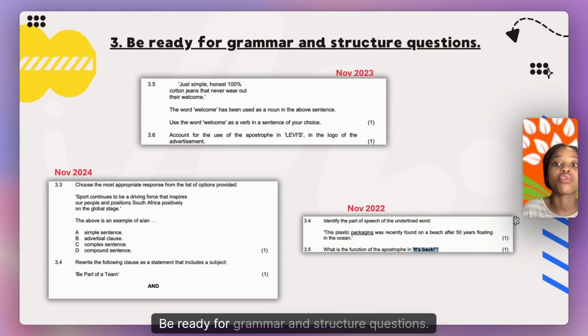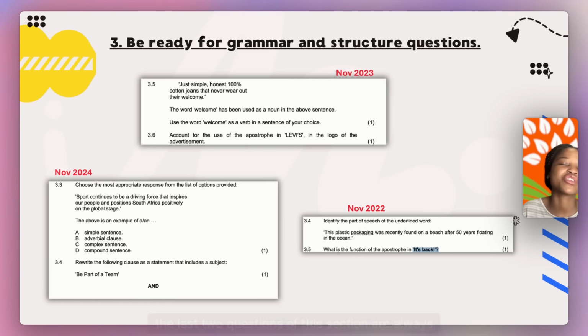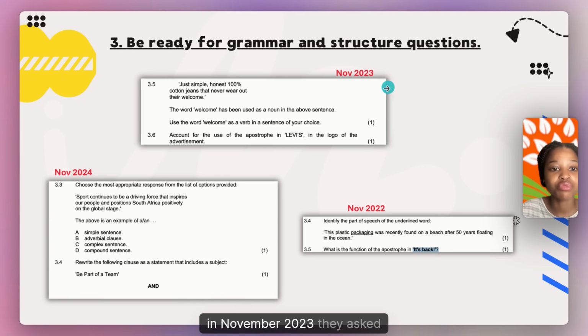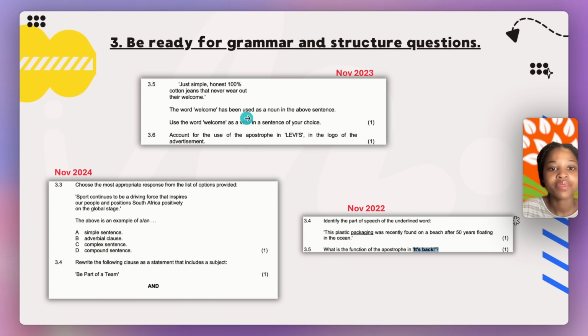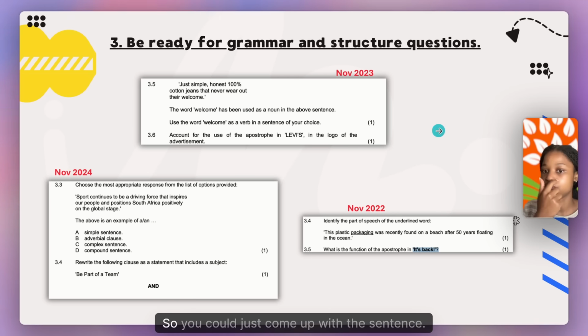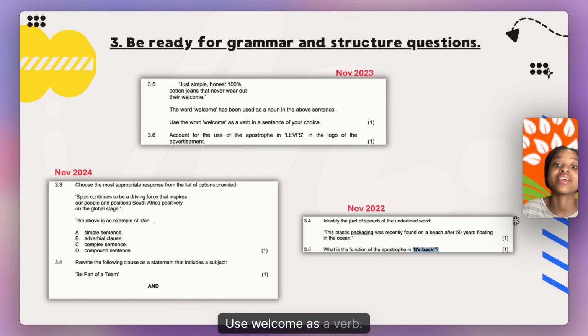Last one, be ready for grammar and structure questions. Now, the last 2 questions of this section are always grammar and structure questions. That's where you can score easy marks, okay? In November 2023, they asked you to use the word welcome as a verb in a sentence of your choice. So you could just come up with a sentence, use welcome as a verb.